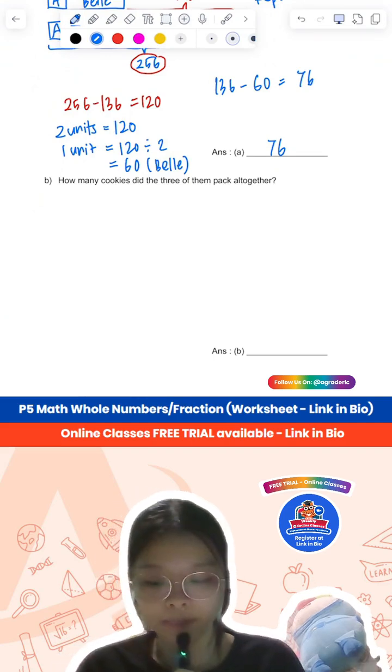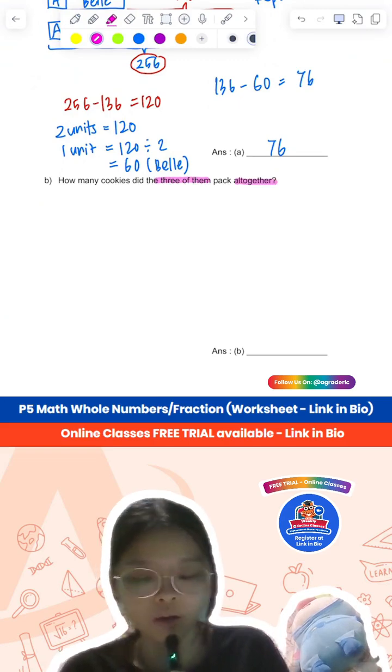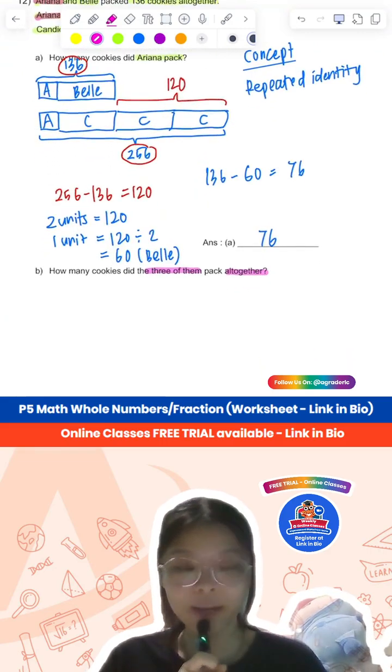Okay, so part B. How many cookies did the 3 of them pack all together? I want the 3 of them. How many did they pack all together? This one can be done in one step, okay?